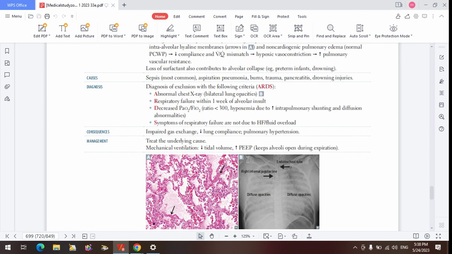I'm trying to look at how the mnemonic works. This is positive end expiratory pressure: at the end of expiration, the pressure within the alveoli that is keeping them open. Do you get it? You need a positive pressure to keep the alveoli open. That's like the transpulmonary pressure. It has to be positive. If it's not positive, the alveoli will shut.